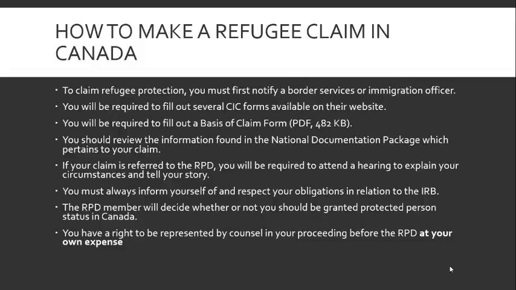Now, how do you make a refugee claim in Canada? So to claim refugee protection, you must first notify a border services or immigration officer. You'll then be required to fill out several CIC forms available on their website. You'll be required to fill out a basis of claim form, so explaining why you're claiming to be a refugee. You should review the information found in the national document package which pertains to your claim.